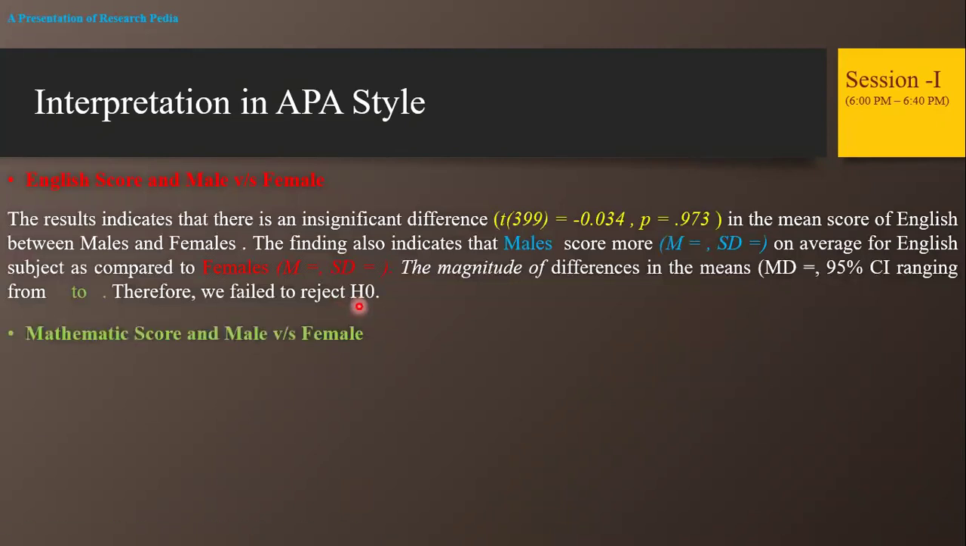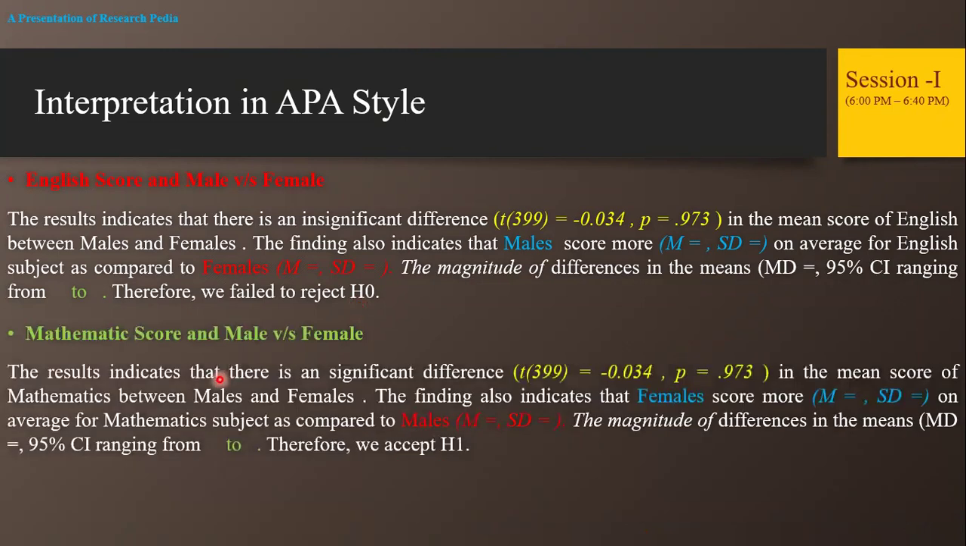But in the case of mathematics, the result indicates that there is a significant difference in the mean score of mathematics between male and female. The finding also indicates that female students score more on average for the mathematics subject as compared to male students. The magnitude of the differences in the mean score is this and this. Therefore, we accept H1. So this is the way you can interpret.